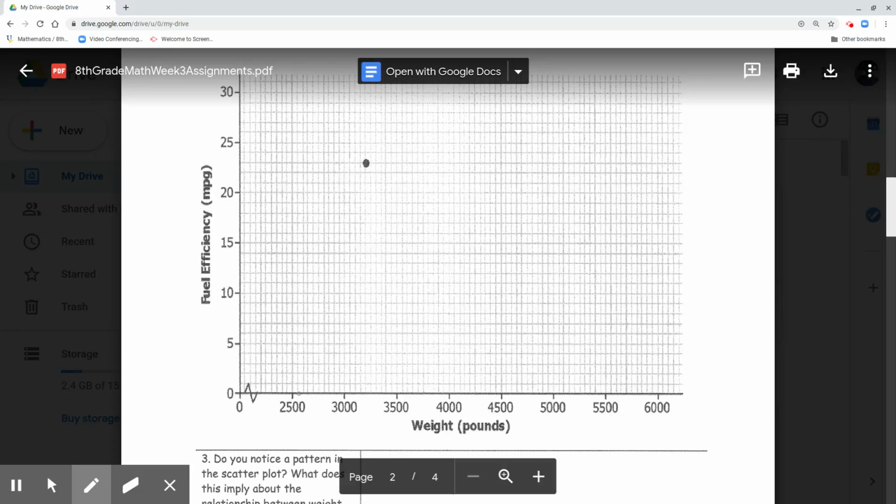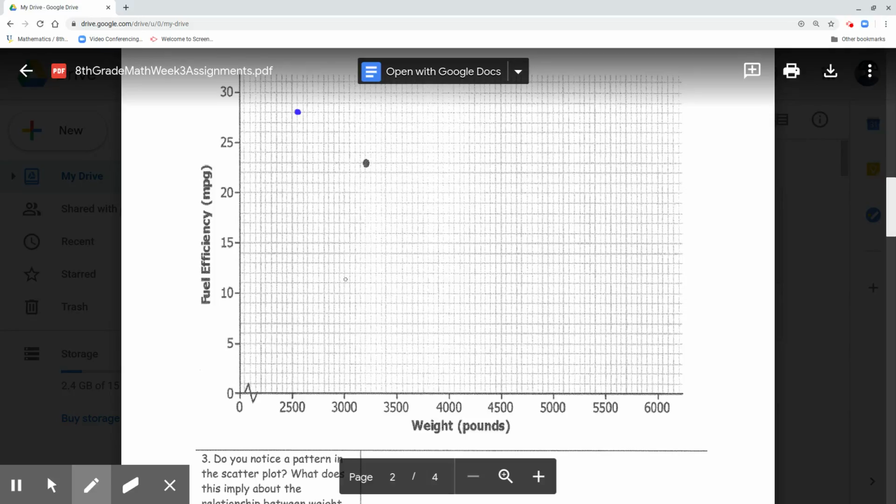Now I'm going to go up to 28 miles per gallon, the fuel efficiency of car 2. Keep following it up until I get to 28. It's going to be 3 above 25. So I'm going to go up from here. I'll go up 1, 2, 3. So there is my point. I'll go ahead and do one more.